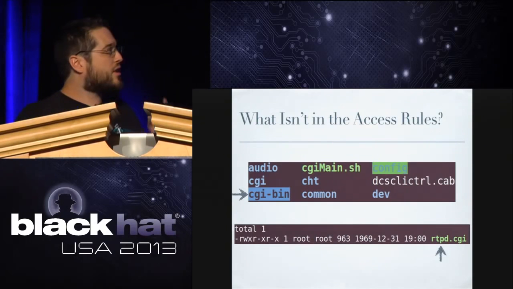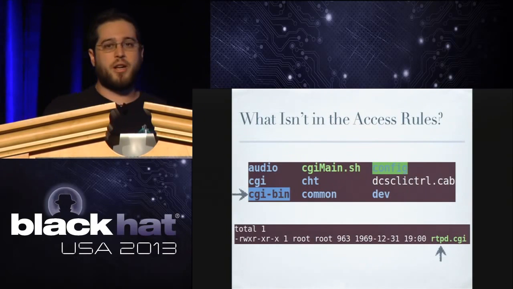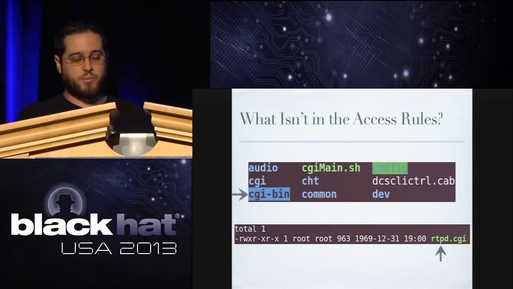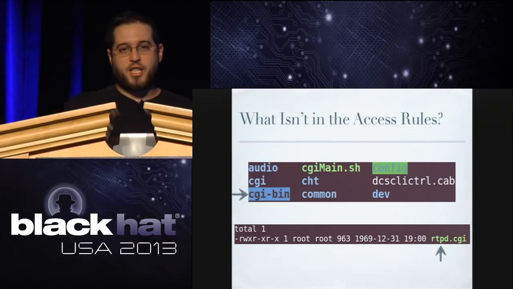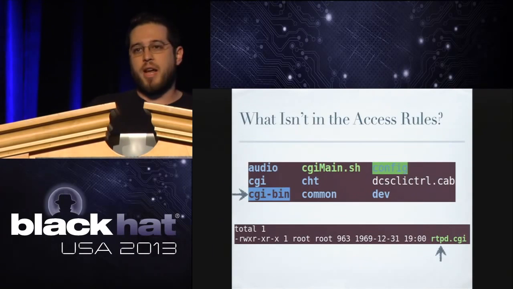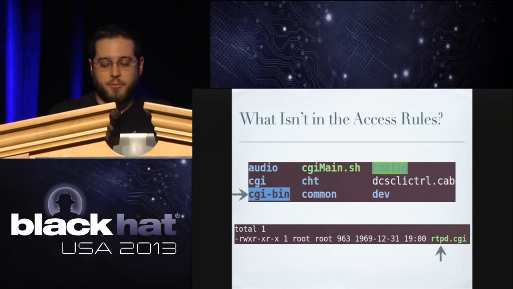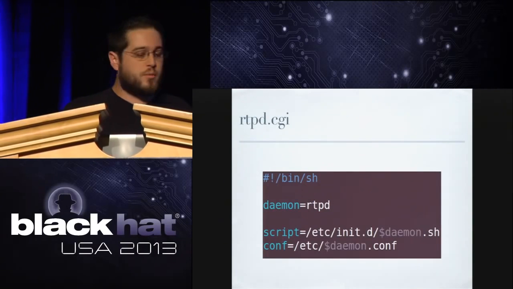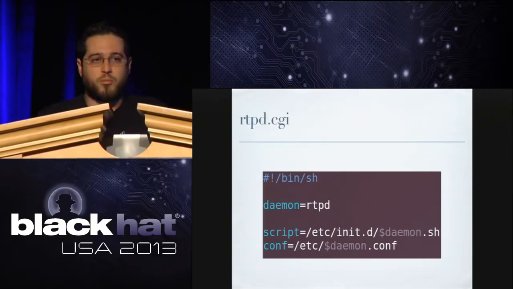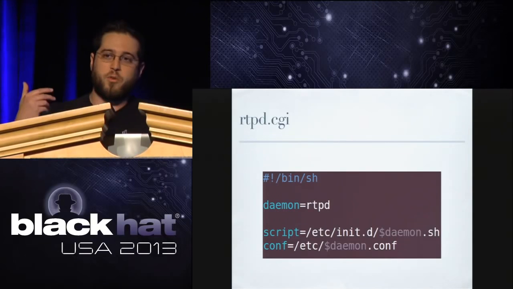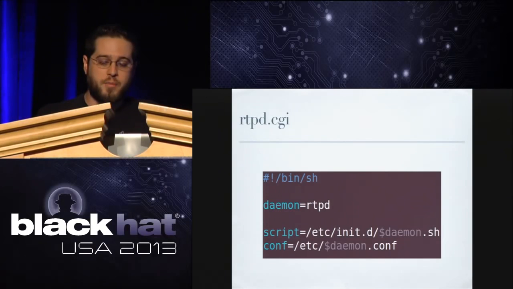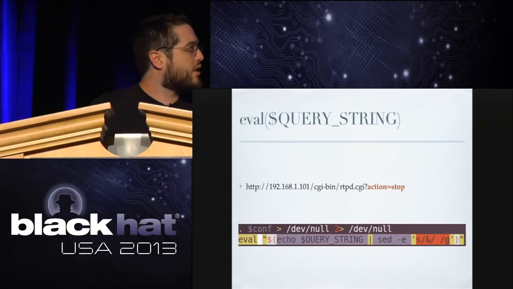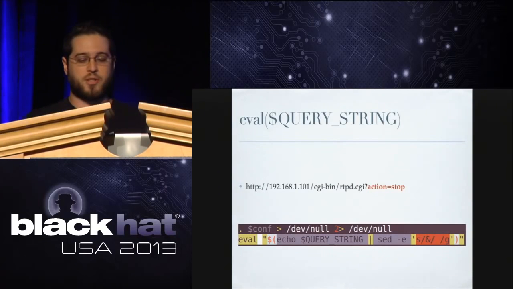Now, as it turns out, there's not much in the cgi-bin directory. Almost all of the CGI scripts are actually in the cgi directory, which is protected. In fact, cgi-bin only has one file in it, and that was rtpd.cgi, which is a shell script that can be used to start and stop the Real-time Transport Protocol daemon. So for example, if you wanted to stop the RTP daemon, you would simply send a request to rtpd.cgi, and in your query string you specify action=stop to stop the service.